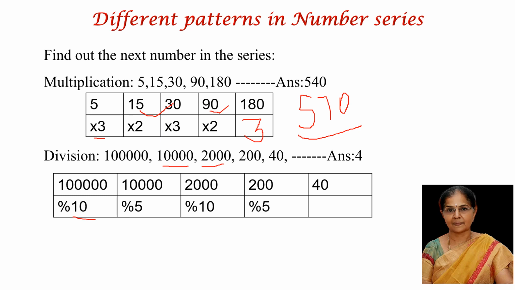And now the difference. Look at the next two numbers in the series. 10,000 has become 2,000. What has happened? It is divided by 5. Now 2,000 has become 200. So what is the divisor? It is divided by 10. So the 200 has become 40. What is the divisor? 5. So look at the pattern 10, 5, 10, 5, and what is the next number in the series? 10. You've got to divide it by 10. So 40 divided by 10, you will get the answer of 4. That is the answer.